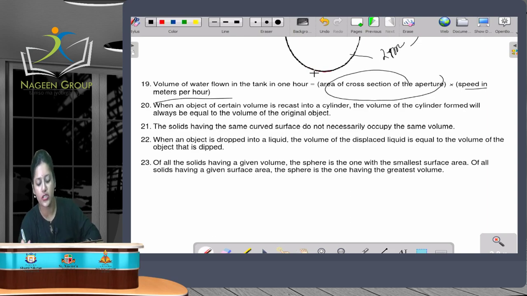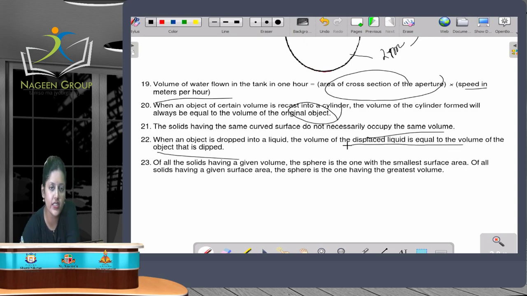When an object of a certain volume is recast into a cylinder, the volume of the cylinder formed will always equal the volume of the original object. Solids having the same curved surface area do not necessarily occupy the same volume. When an object is dropped into a liquid, the volume of displaced liquid equals the volume of the object. Of all the solids having a given volume, the sphere has the smallest curved surface area. Of all the solids having a given surface area, the sphere has the greatest volume.